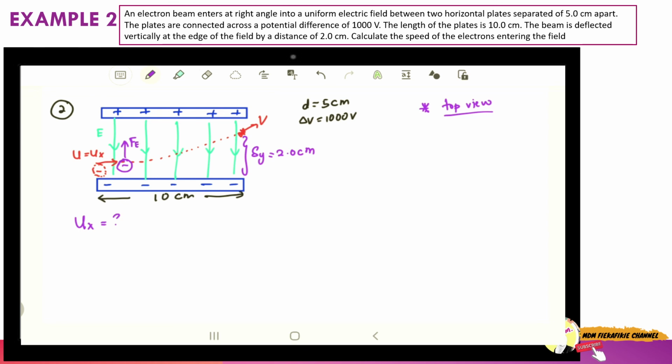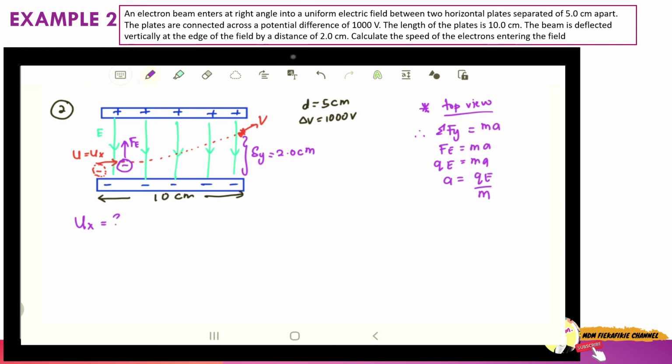Sebab itu electron tu akan tends to move in upward direction. Dia akan deflect ke atas, sebab dia akan tertarik ke positive plate. Since this is the top view, tak ada W ke bawah. Therefore total Fy is equal to Ma, and F is Fe, and this is QE, and A is equal to QE over M.